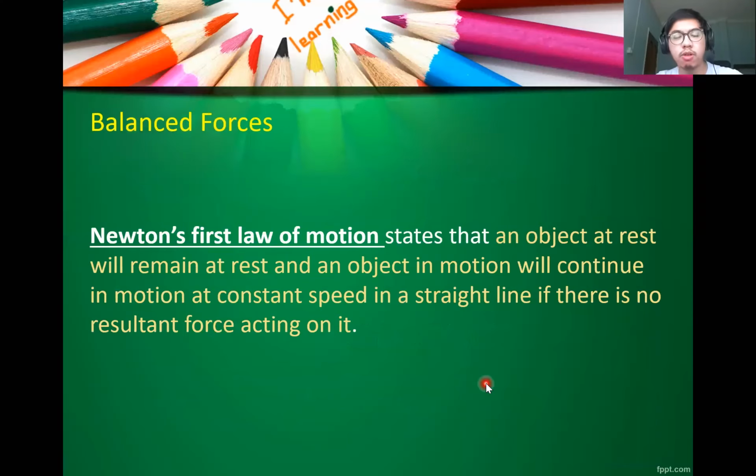The first law of motion states, and this is a very long statement, that an object at rest will remain at rest, and an object in motion will continue in motion at constant speed in a straight line if there is no resultant force acting on it. Let me break down the parts of the statement and explain what it's talking about.